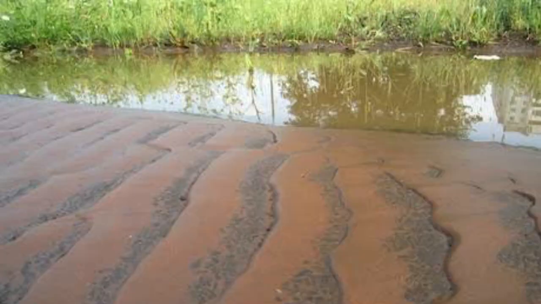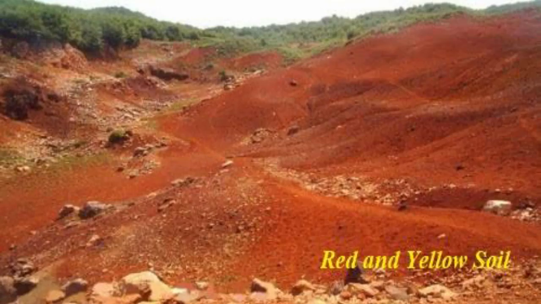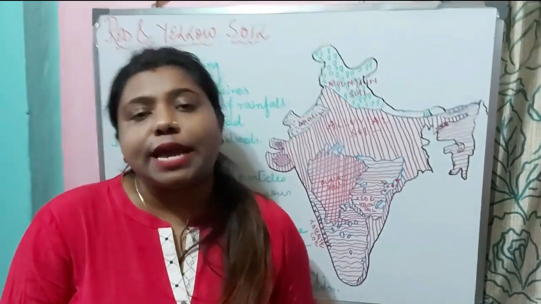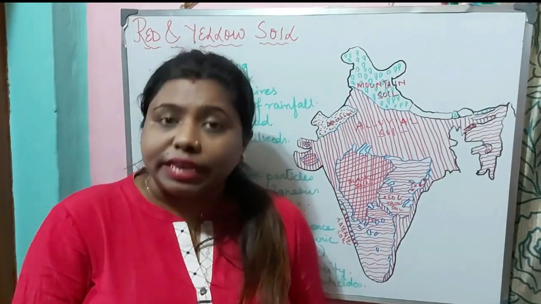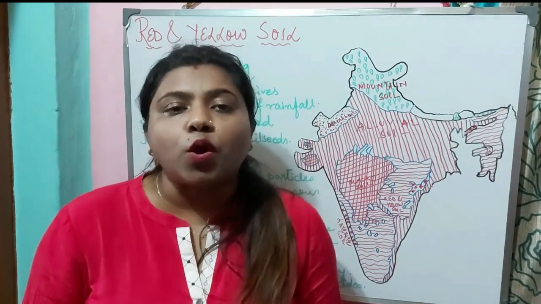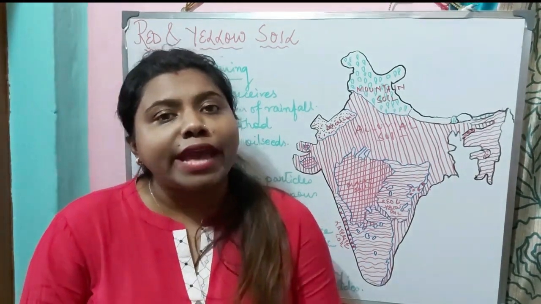So, in this video, what we learned about the three types of soil in India, that is alluvial soil, black soil and red and yellow soil. There are other three types of soil also that we will read, and we will try to understand the important characteristics in the next video.